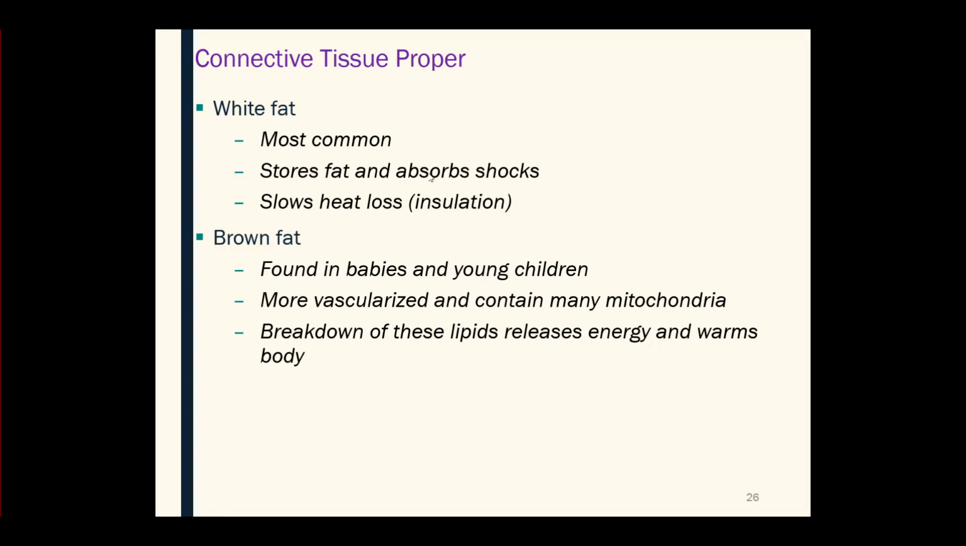Again, it acts as a shock absorber. It stores lipids. It helps as an insulator, right? So that's pretty much what it does in adults.